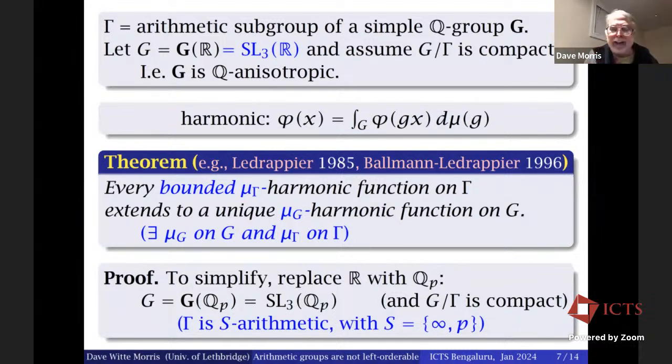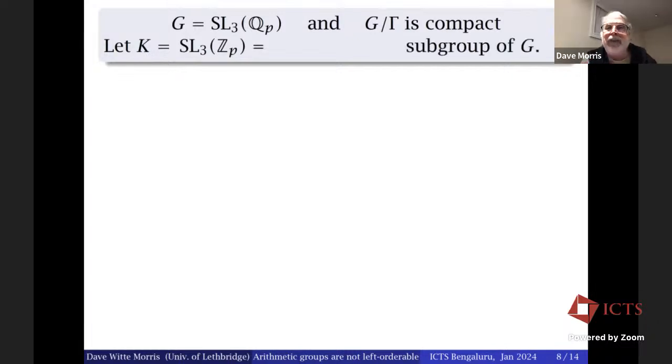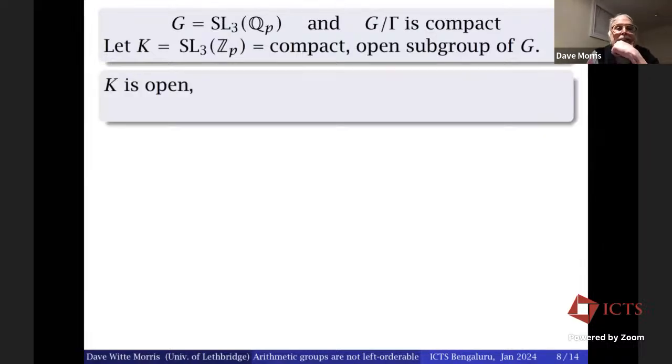The point is just, let me say what we've got here. G is SL3 of Q_p. Gamma is a discrete subgroup. It's a co-compact discrete subgroup. I want to prove that harmonic functions on gamma extend uniquely to harmonic functions on G. To do this, let K be SL3 of the p-adic integers instead of the whole set of p-adic numbers. So that's a subgroup of G. And of course, I picked this because it's a very nice subgroup. It's a compact open subgroup of G. And now, I just said K is open.